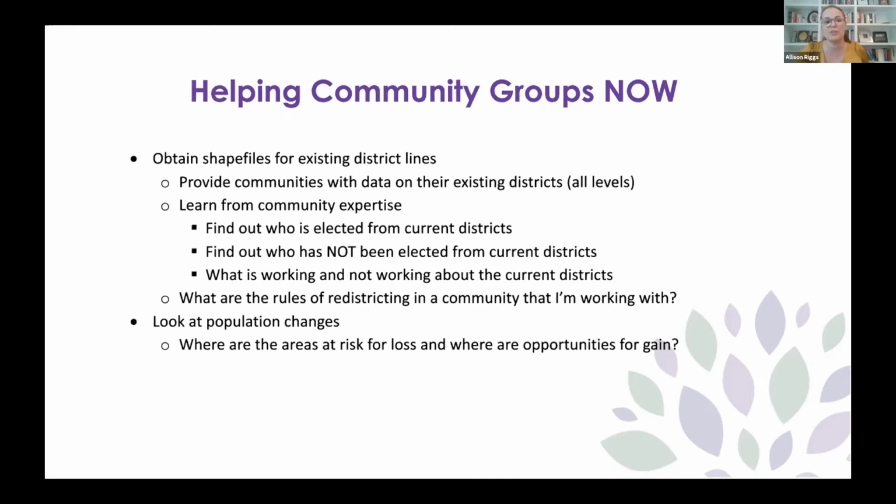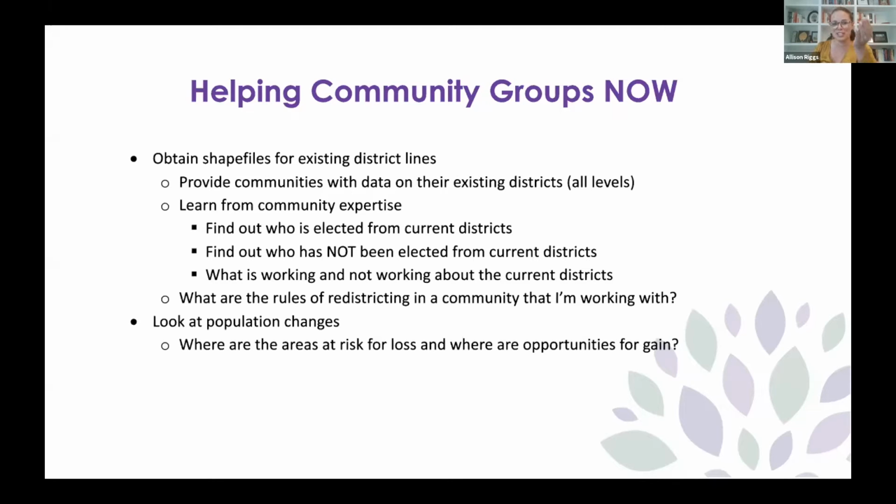Ask folks to partner with you in understanding what the rules of redistricting are in your community. Largely, we talk a lot about state legislative rules, whole counties, communities of interest, to the extent those requirements are put in state law, but there can be county level or municipal level variation, and it's the asking the question that's really important. So engage folks with you in asking the question and coming up with the answer to the question. And then look at population changes.